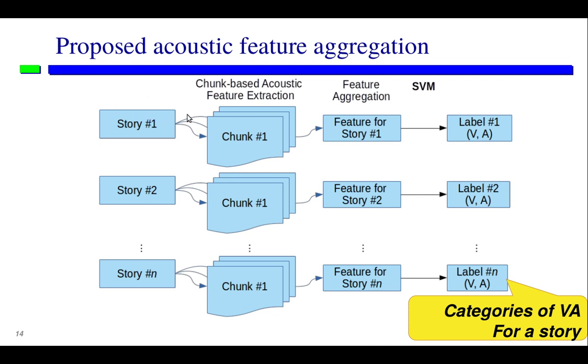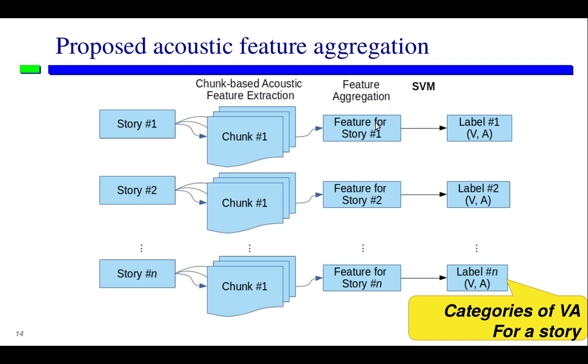And for acoustic feature aggregation, I propose the following methods. First, one story is divided into some chunks, and for each chunk we calculate the acoustic feature, and then we aggregate the acoustic feature of each chunk, using two methods. The first is mean value, the second is maximum aggregation. For mean, we take the average over all chunks in one story, and for maximum aggregation, we take the maximum values of the acoustic feature in one story from all chunks.